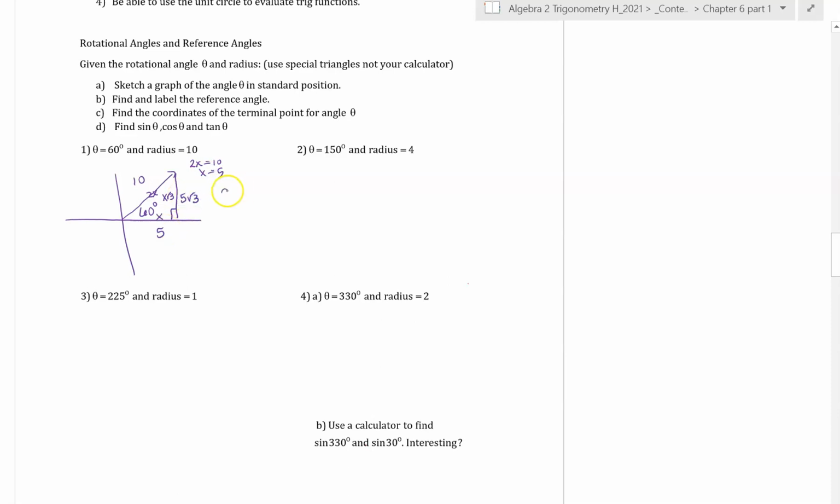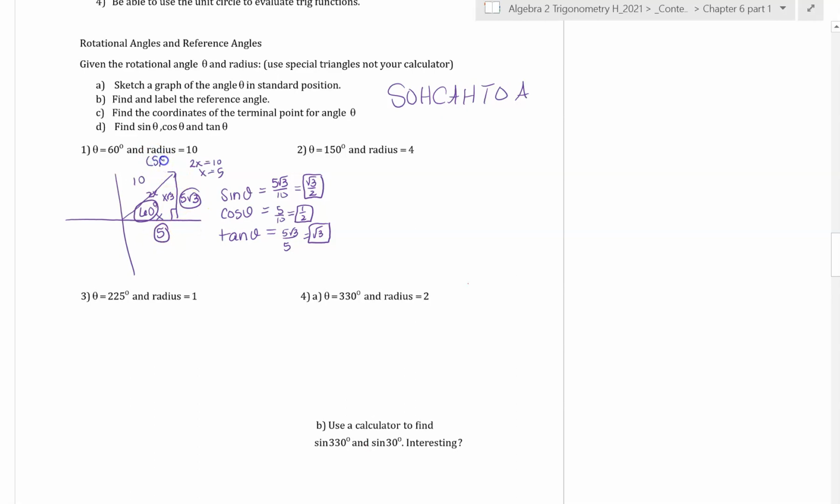So the last thing we need to do is find the sine of theta, the cosine of theta, and the tangent of theta, and we're using the reference angle. Go ahead and pause the video and find the sine, the cosine, and the tangent. We're using SOHCAHTOA. The sine is opposite over hypotenuse, the cosine is adjacent over hypotenuse, and the tangent is opposite over adjacent. So the terminal point, I would need to find the x and the y. I went right 5 and up 5 root 3, so that is my x and y coordinate.